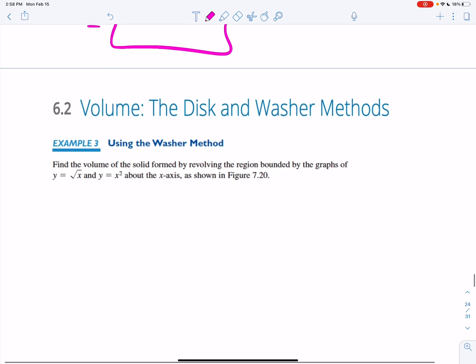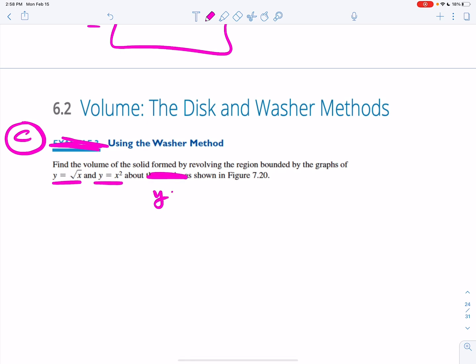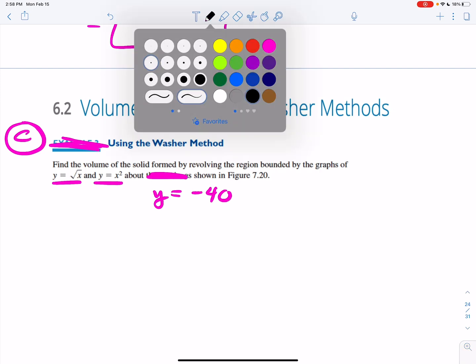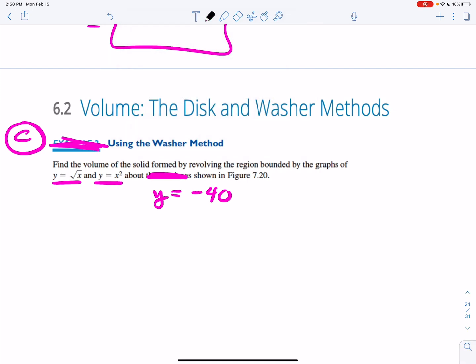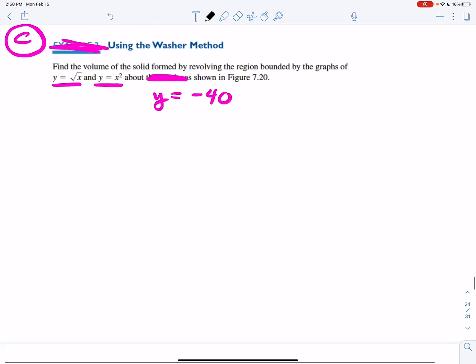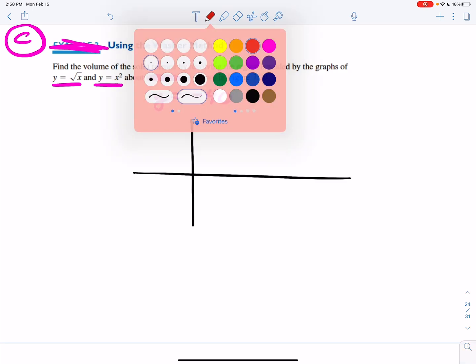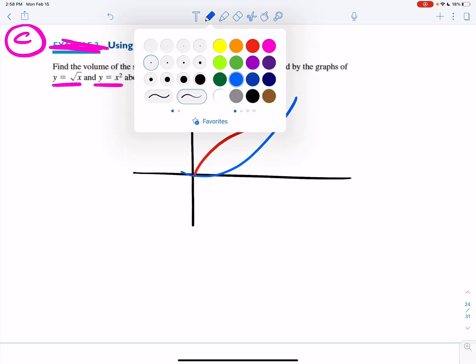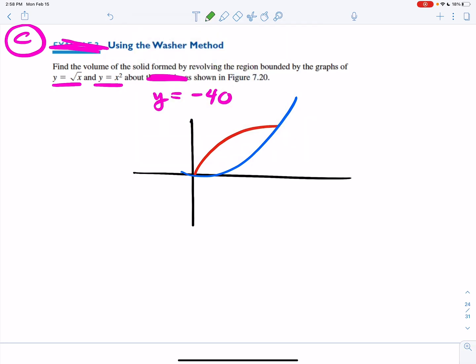Here's part C. I'll speed it up a little bit. Part C, same two equations, but now I'm going to rotate about y equals negative 40. Okay? Try this out on your own. Press play if you need help. So here we go. I will always try to draw a picture. So we have that red hook. We have that blue parabola. Okay? Y equals negative 40 is somewhere down here, a horizontal line. That's where we're going to rotate.